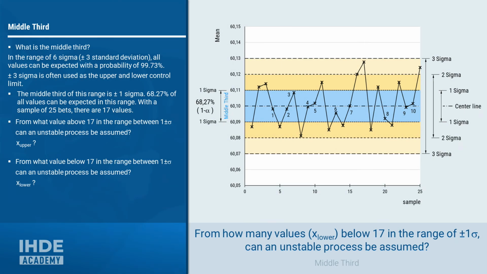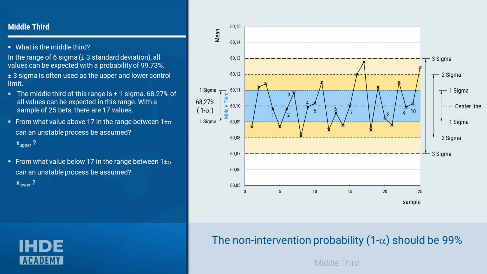For a lower limit value, the similar question arises as to from how many values below 17 values in the range of ±1 sigma with a range of 25 an out-of-control process can be assumed. As with the trend and the run, the probability of non-interference should again be 99%. Conversely, this means that the probability of a middle third event occurring is less than 1%.